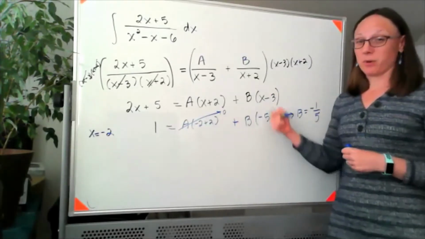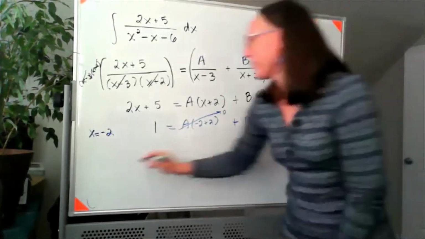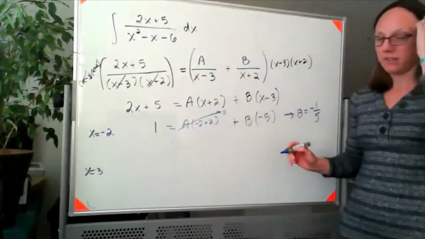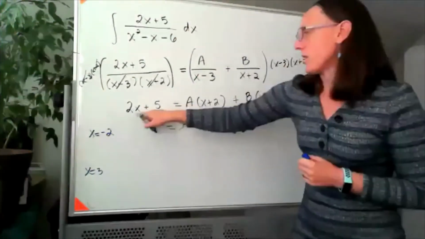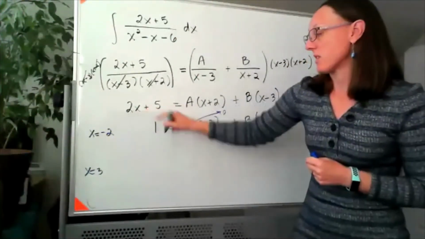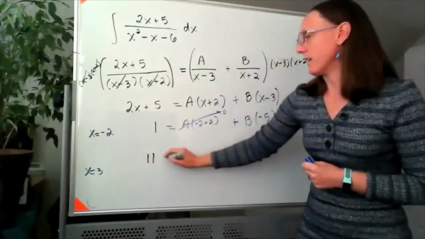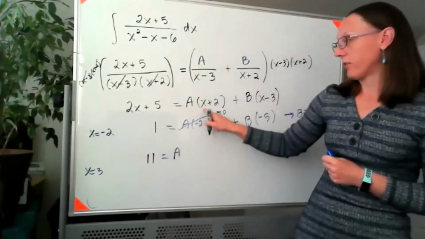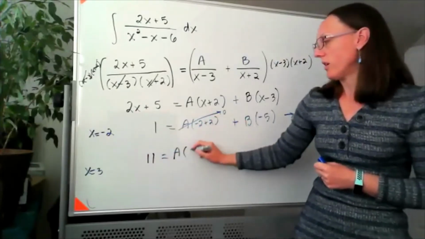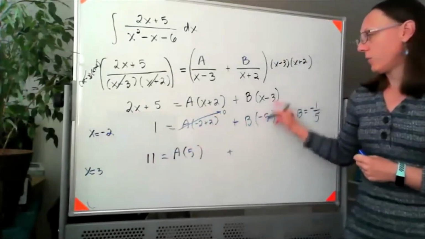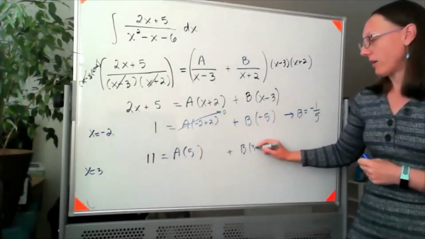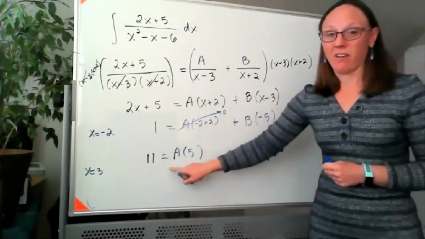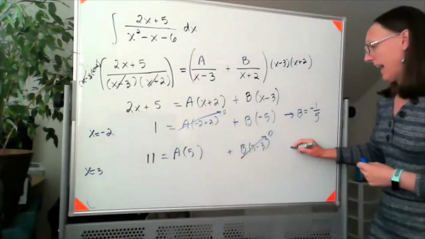My other nice number to plug in would be 3. So if I plug in x equals 3, now I've got 2 times 3, so that's 6, plus 5, makes that 11. And when I plug in 3 here, 3 plus 2, I'm going to get 5. When I plug in 3 over here, 3 minus 3, this whole thing is going to 0. And now I've got a value for A.